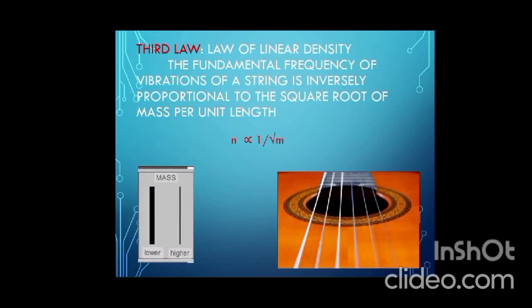Third law, law of linear density. The fundamental frequency of vibrations of a string is inversely proportional to the square root of mass per unit length. It happens when L and T are constant. N is directly proportional to 1 by root M, whereas N is inversely proportional to root M. Example for third law is guitar. Guitar has 6 strings with different density. When we operate the string with higher density, its frequency decreases. Similarly, when we operate the string with lower density, its frequency increases.